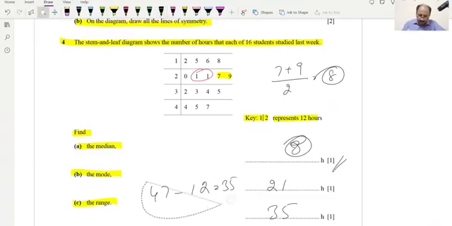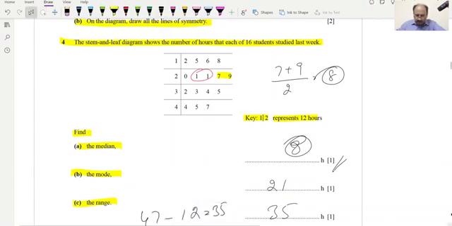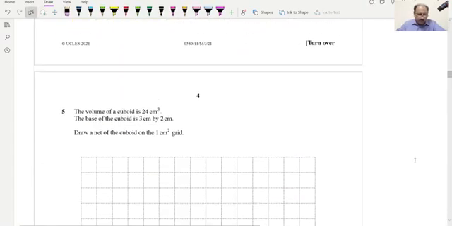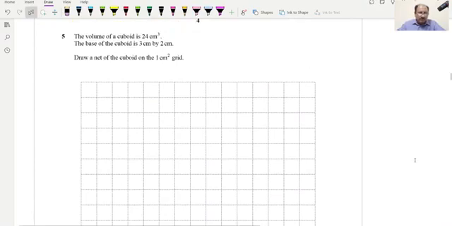So range, we can make it a little lower like this. Then we can move ahead. So this will be question number 5. Question number 5 is net.